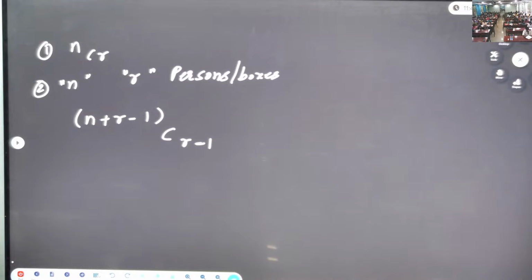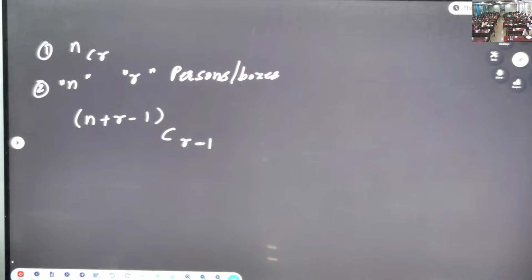One is combinations with constraints, and the second one is combinations with distributing objects. We can say the first one is combinations with constraints: some conditions we will have in order to choose. The second one is distributing objects: we are going to distribute the objects.